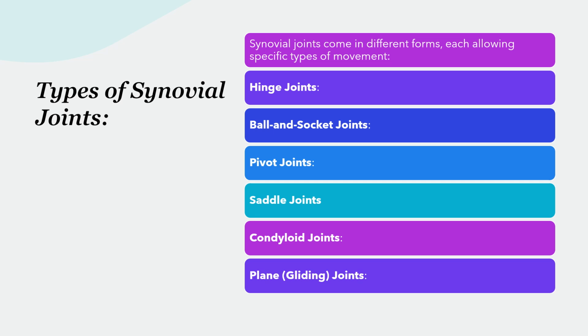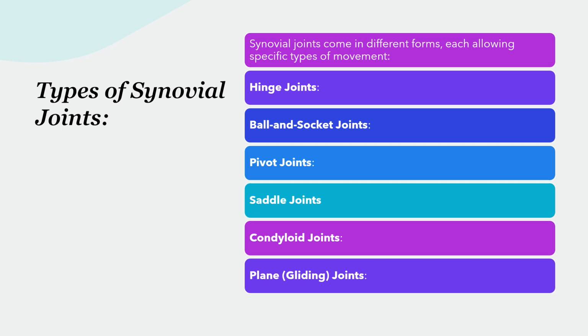We have pivot joints. Now, these allow rotational movements around a single axis. So for example, the joint between the first and second vertebra of the neck, allowing the head to turn from side to side. We have saddle joints. These joints resemble a saddle, allowing movement back and forth and side to side. So, for example, the thumb joint, which is also known as the carpometacarpal joint, which enables the thumb's unique range of motion.